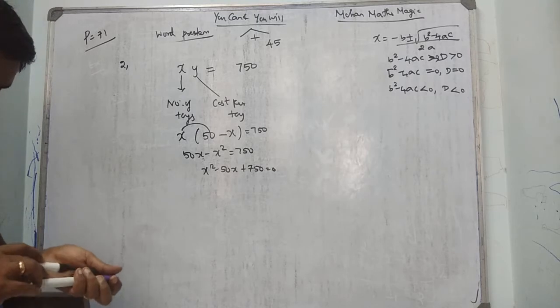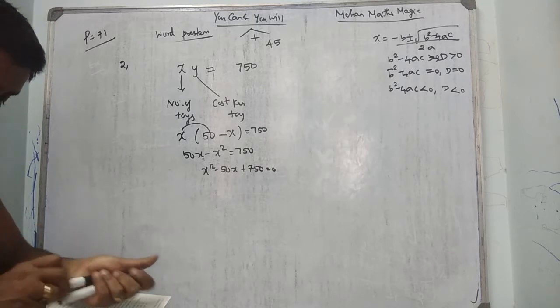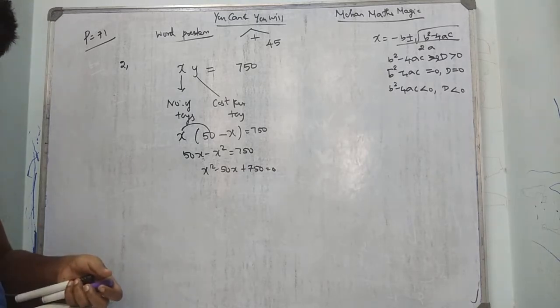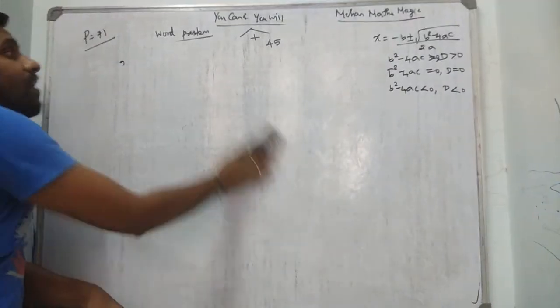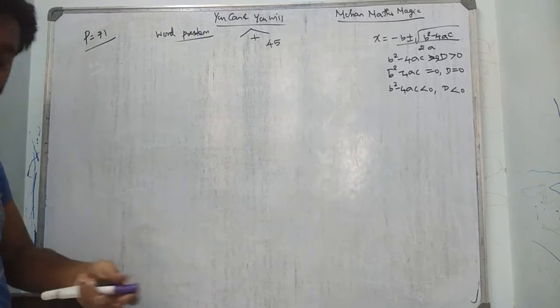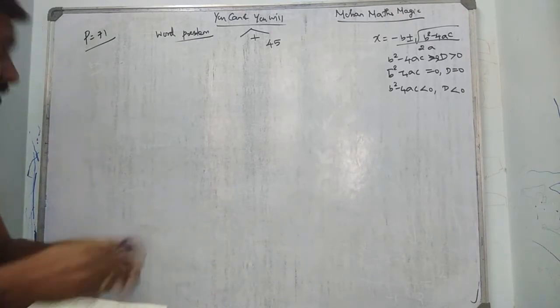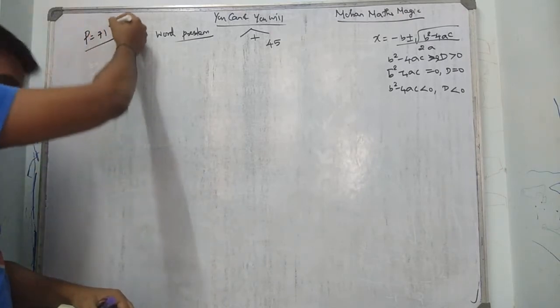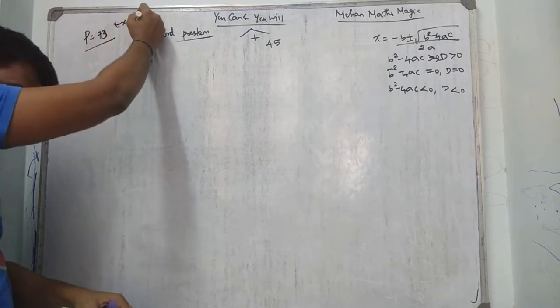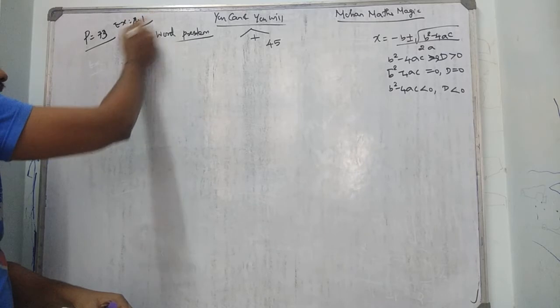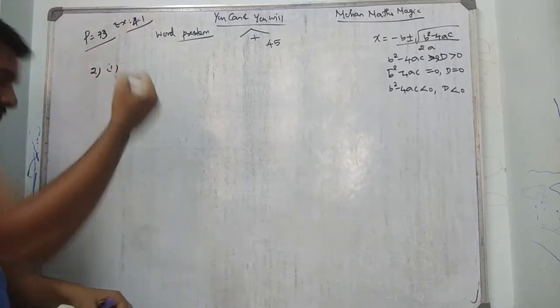Then I'll move on to exercise 4.1. Exercise 4.1, second numeral, first sum. These are all the word problems. Now I have to apply the quadratic formula method. So exercise 4.1 I will write here. So page number 73, exercise 4.1, second numeral, first sum.